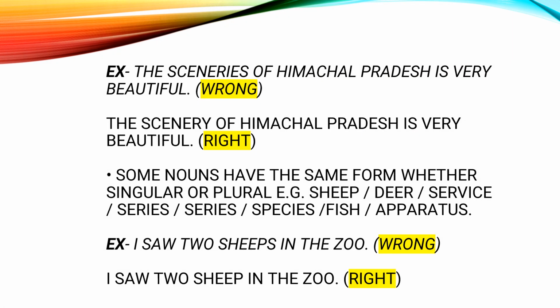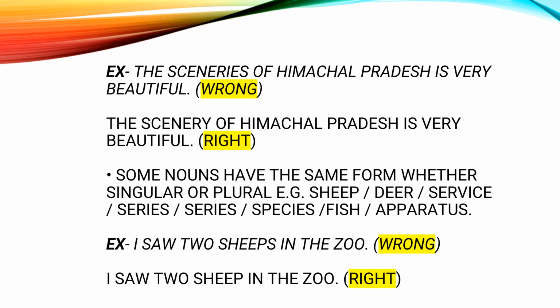Next, for example, the sceneries of Himachal Pradesh is very beautiful. Definitely a wrong statement again. The correct answer is, the scenery of Himachal Pradesh is very beautiful. So the sceneries is not correct. Even if a plural thing is associated with Himachal Pradesh's scenic views, you should always use it in the singular form, like the scenery.